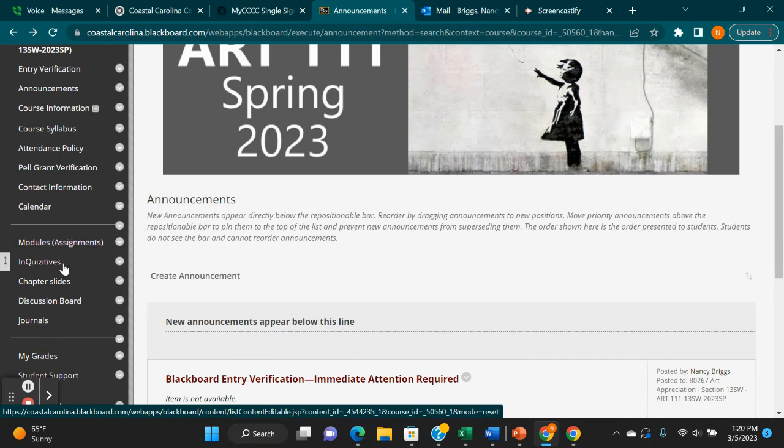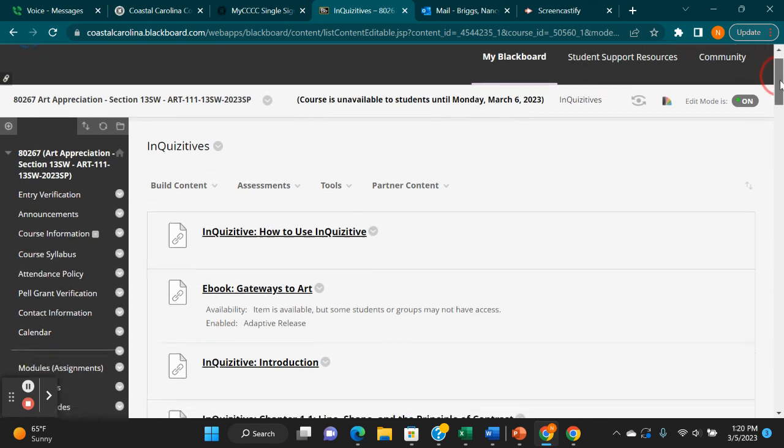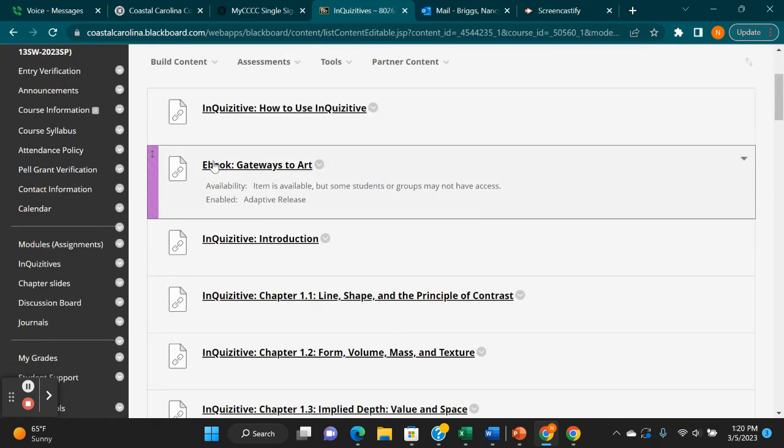So over here on the left side, you can see that's where your modules are. Again, that's where all the weekly assignments are. And if you hit the Inquisitives tab, this will pop up the first time and you'll have to register, and then you'll be good to go. There is a video here on how to work Inquisitives, but I'm going to show you very quickly how to do that. This is the textbook here, the ebook. So all of your chapters are there for the reading.